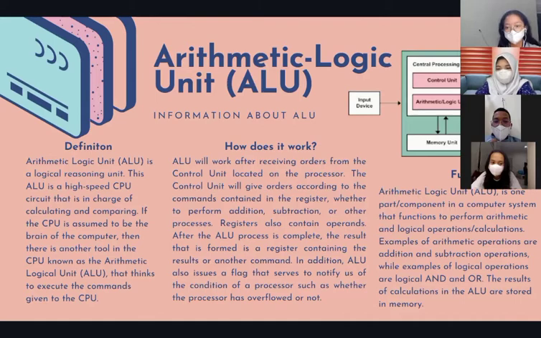So the function of arithmetic logic unit or ALU is one part or component in a computer system that functions to perform arithmetic or logical operations or calculations. Examples of arithmetic operations are addition and subtraction operations, while examples of logical operations are logical AND and OR. The results of calculations in the ALU are stored in the memory. The process from the input to the CPU, the memory, and output device can be seen from the table above.